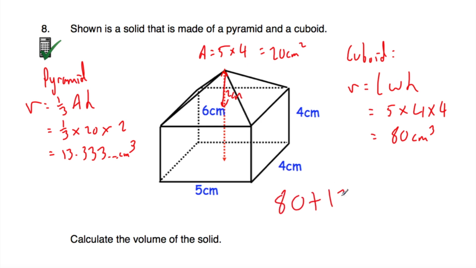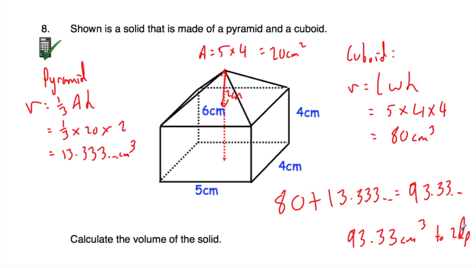So 80 plus 13.333 and so on is equal to 93.333 and so on centimeters cubed. So 93.33 centimeters cubed to 2 decimal places. And that's it. That's the volume of that solid.